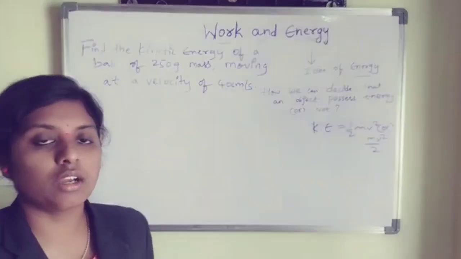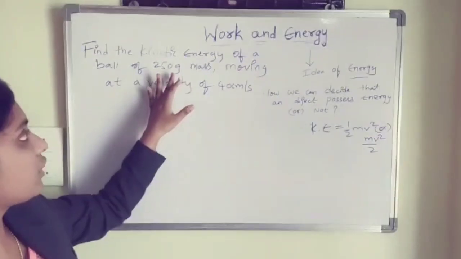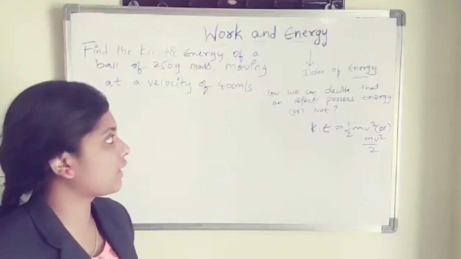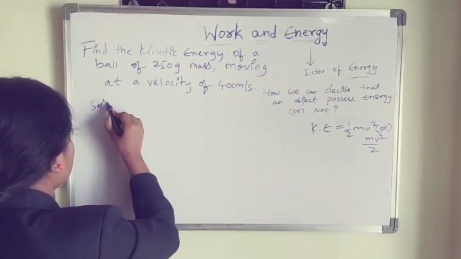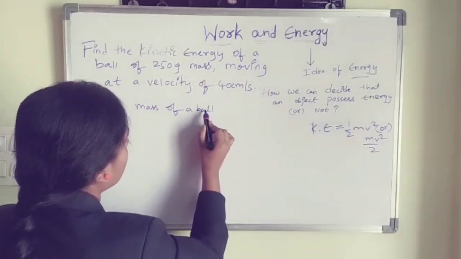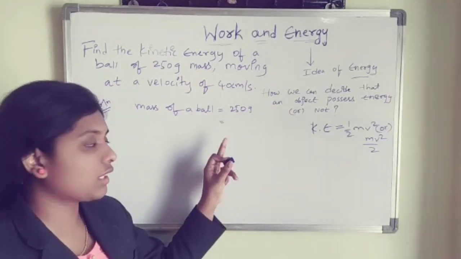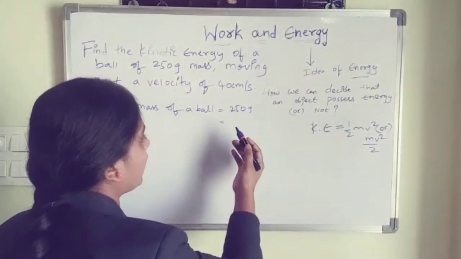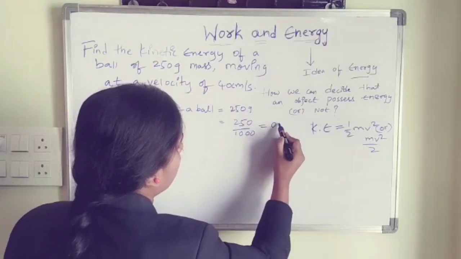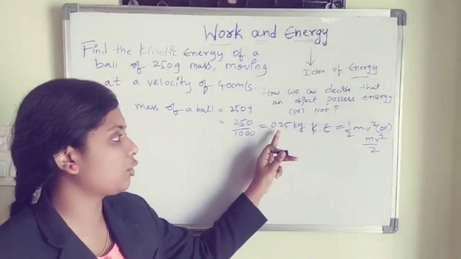Let us apply this formula to solve some numericals. Find the kinetic energy of a ball of 250 grams mass moving at a velocity of 40 centimeters per second. So, mass of a ball, 250 grams. Immediately you have to convert into SI system. How can we convert? We get 0.25 kg.